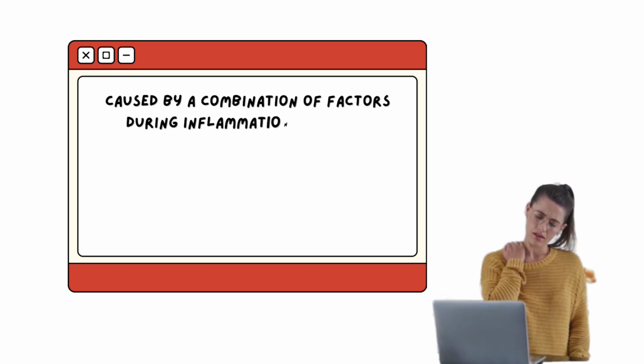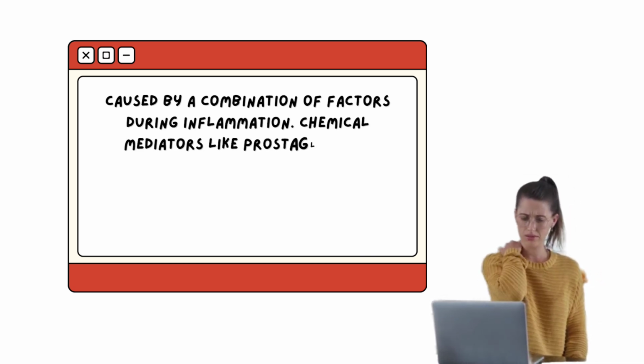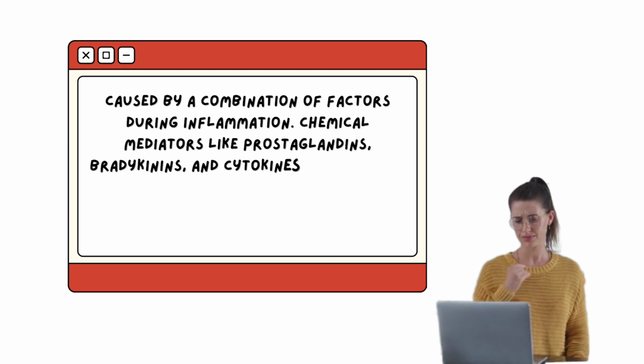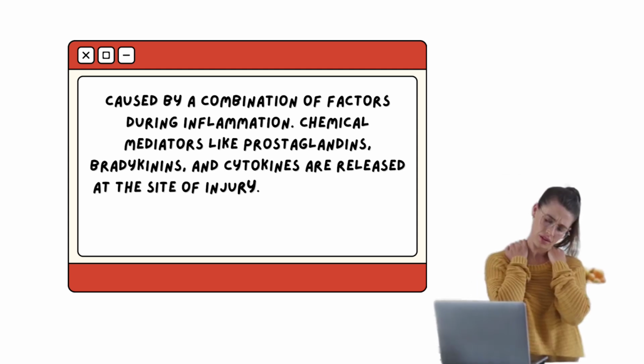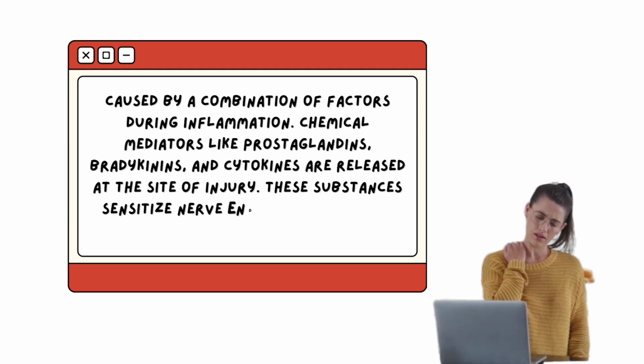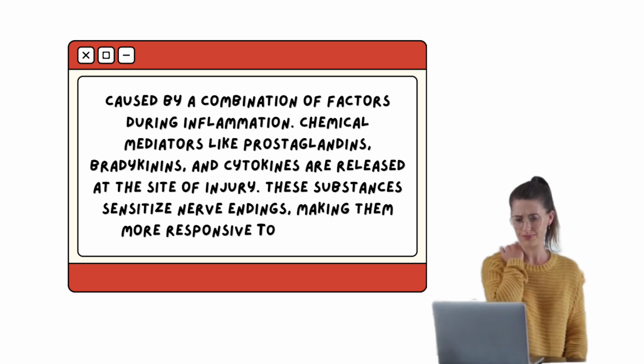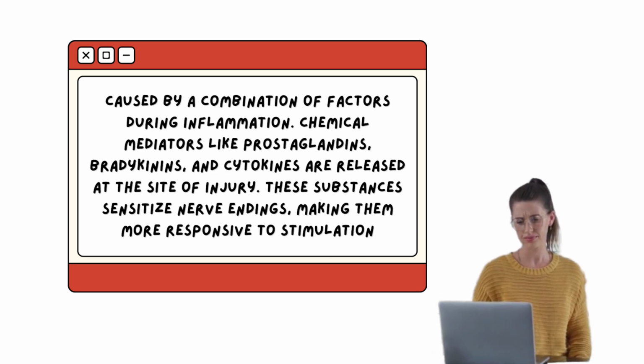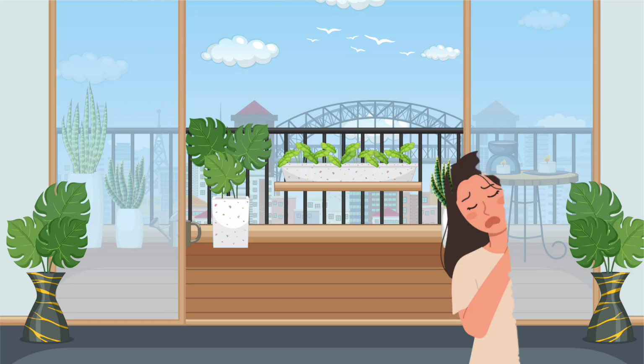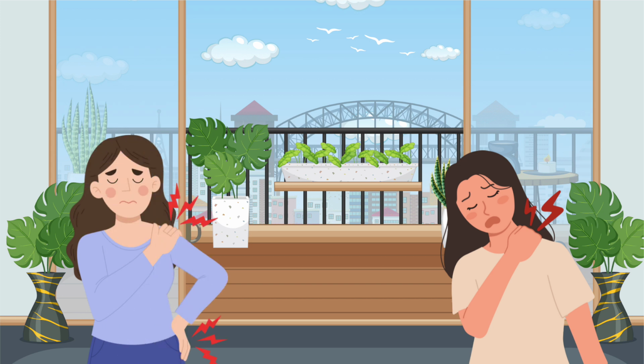Let's continue with pain, or dolor, which is caused by a combination of factors during inflammation. Chemical mediators like prostaglandins, bradykinins, and cytokines are released at the site of injury. These substances sensitize nerve endings, making them more responsive to stimulation. Additionally, the physical pressure from swelling further irritates these nerve endings.